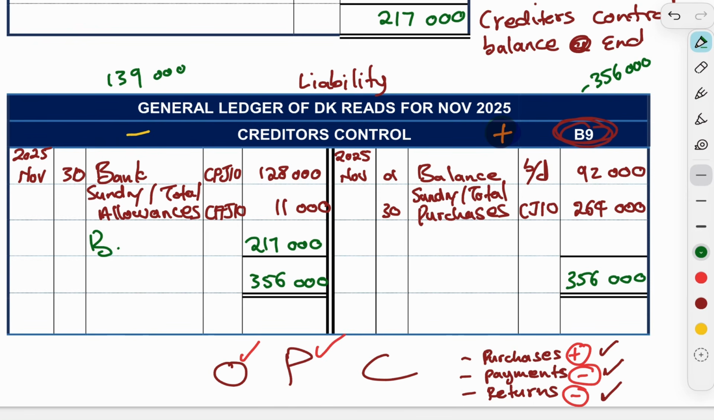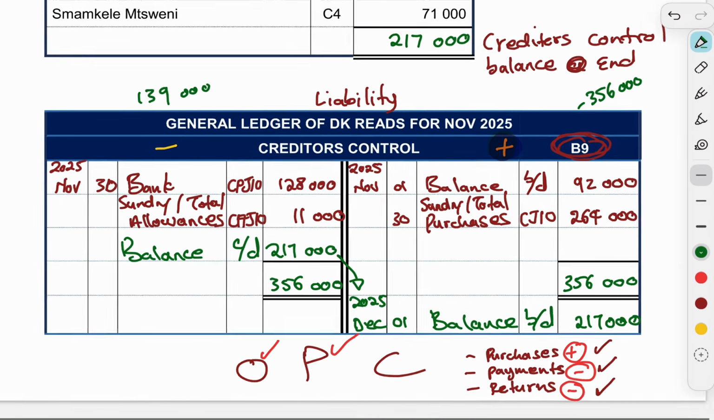This is known as your balance carried down, or your closing balance at the end of the month. Okay, you are not done. You also need to show the opening balance for the next month. Okay, the next month is December 01, balance brought down. Okay, how much is the opening balance for next month? 217,000.